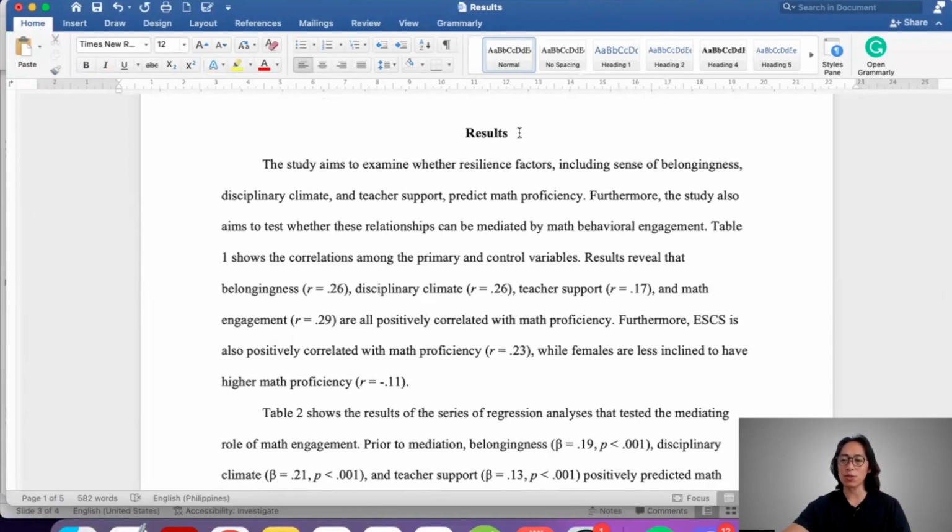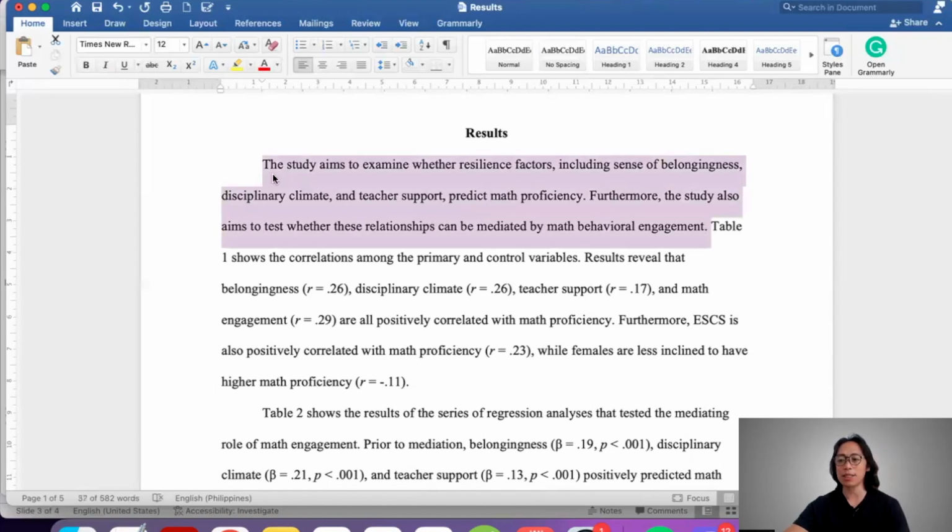Of course, the term Results is in boldface and centered because this is a first level heading. And then the report goes as such. The study aims to examine whether resilience factors, including sense of belongingness, disciplinary climate, and teacher support, predict math proficiency. Furthermore, the study also aims to test whether these relationships can be mediated by math behavioral engagement. So as you can see, typically my style in writing the report is that I first begin with reminding the readers what the objective of the study is.